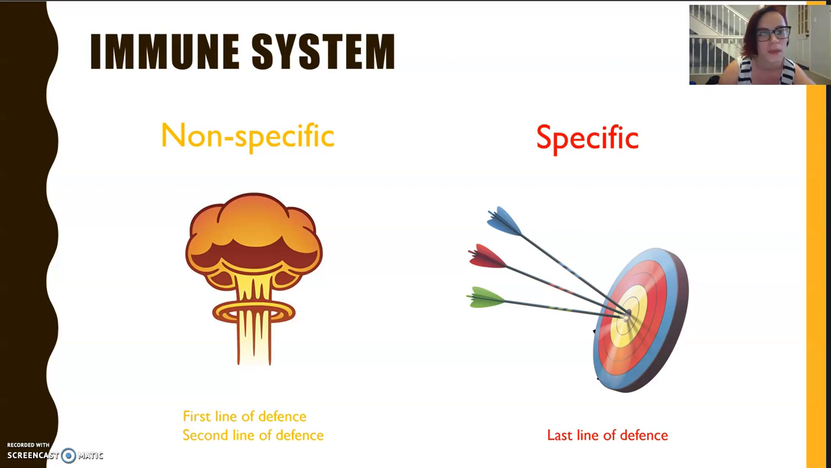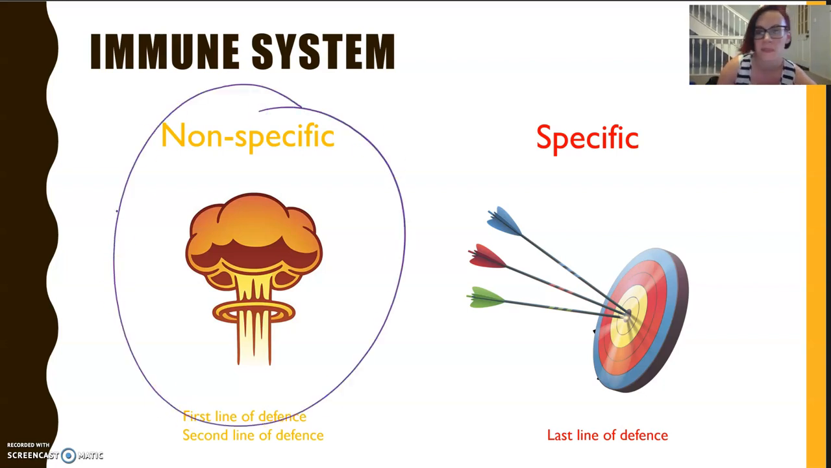Right, so far we've talked about only the non-specific lines of defense. The primary being the skin, the mucous membrane, and the chemical barriers like saliva and tears to stop foreign material entering the body. We've also talked about the secondary line of defense, which involves inflammation, so white blood cells phagocytosing foreign material and clotting pathways.